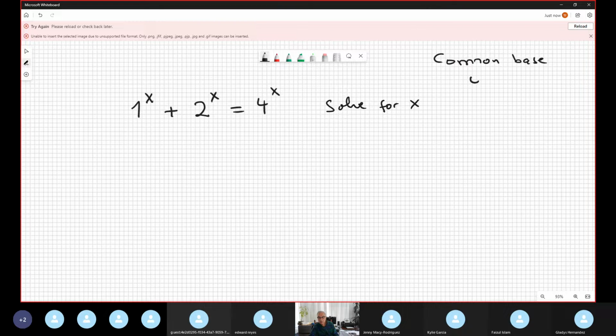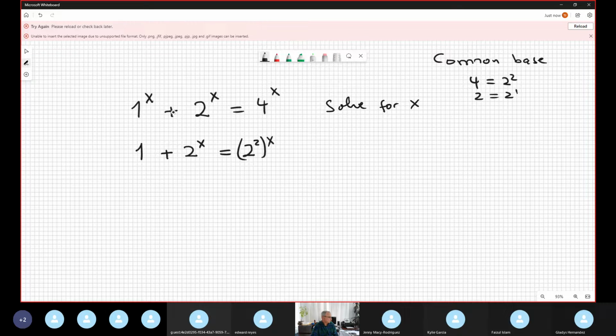Because I know that 4 is 2 to the second, and 2 is 2 to the 1. And also, why? 1 to the x. 1 is a magic number. When you raise 1 to any power, there is no reason, it is just 1. So 1 to the x plus 2 to the x is equal to 4 to the x.